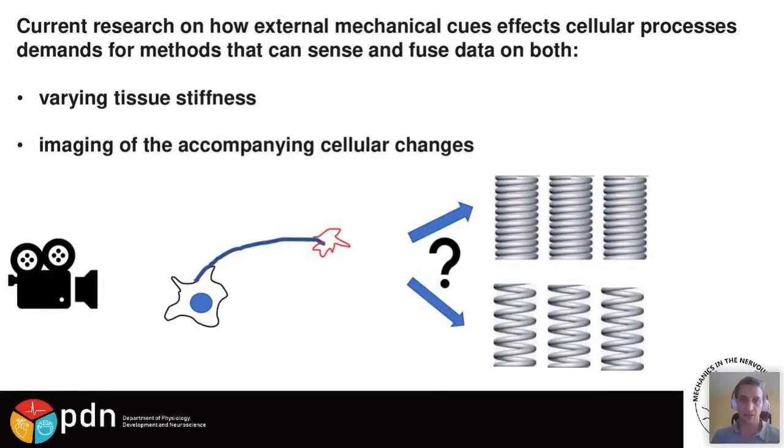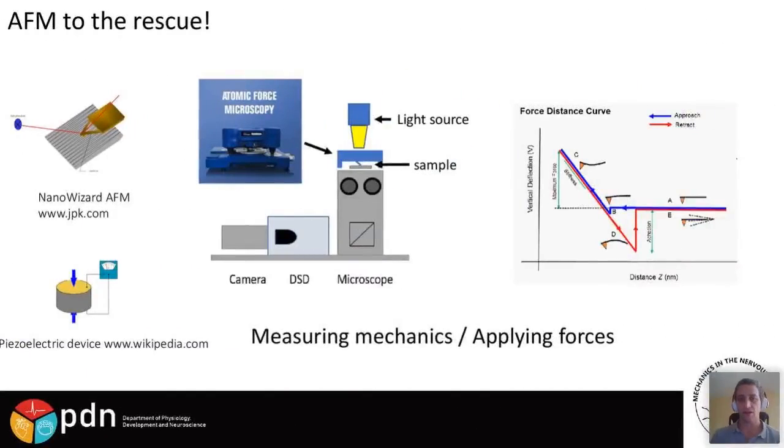In the lab, we are performing a lot of mechanical measurements of our cells, and modern equipment must have the ability to give you varying tissue stiffness measurements along with imaging of the accompanying cellular changes. While there are methods capable of doing it, and we saw a lot of them, like Brillouin microscopy, traction force microscopy, pillars, etc., they are all limited. They need to know the exact materials inside.